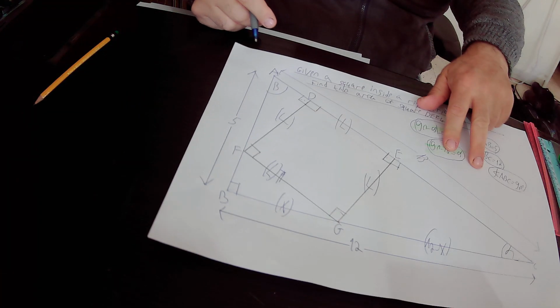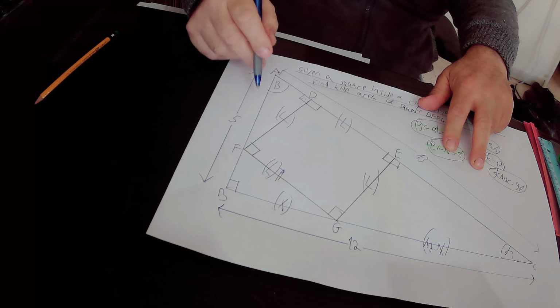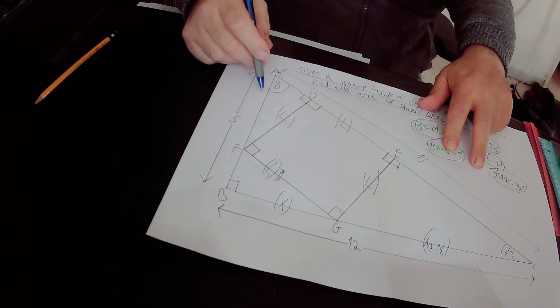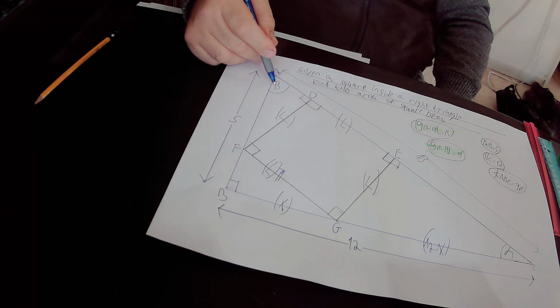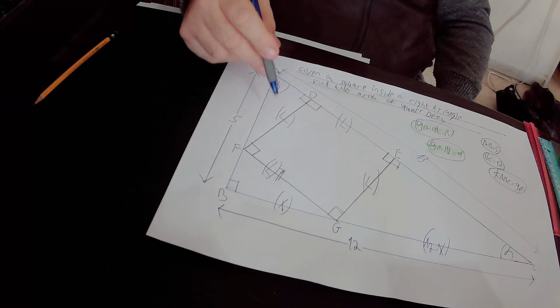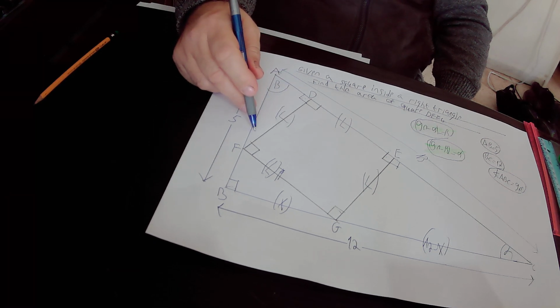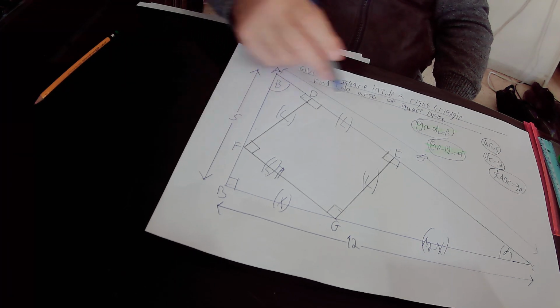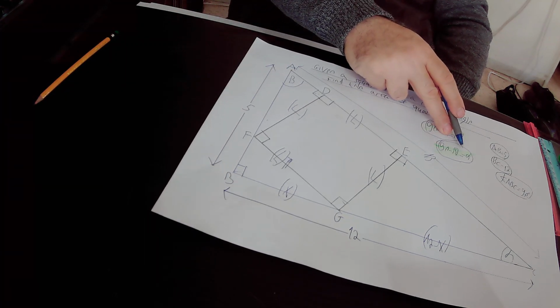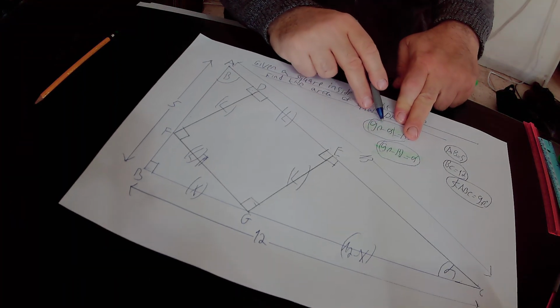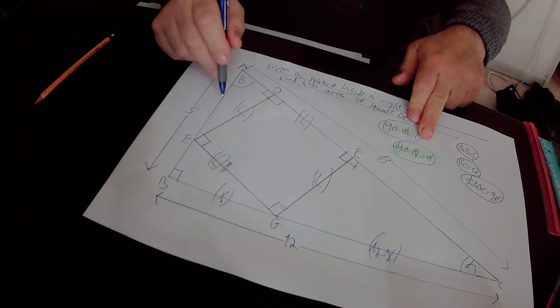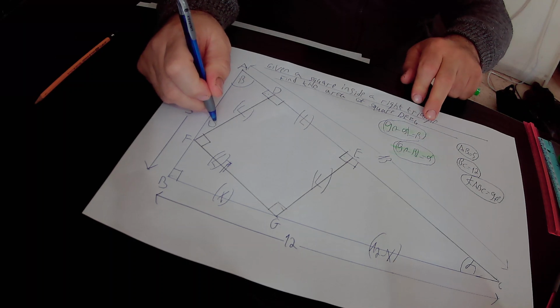In the next step, we focus on the right small triangle ADF. In the right small triangle ADF, this angle equals beta, this angle equals 90 degrees. Therefore, the missing angle must be equal to 90 degrees minus beta. But 90 degrees minus beta equals alpha. Therefore, the missing angle equals alpha.